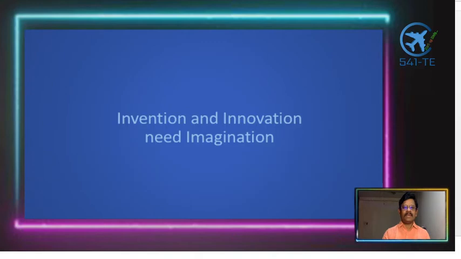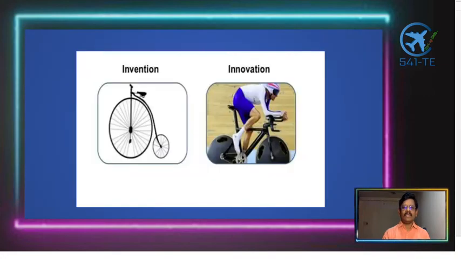So first of all, let us look at invention and innovation. These are actually outcomes of imagination. Invention and innovation need imagination. Imagination is the base for creativity, and when creativity is there, invention and innovation come out. So with that, let us look at invention and innovation.